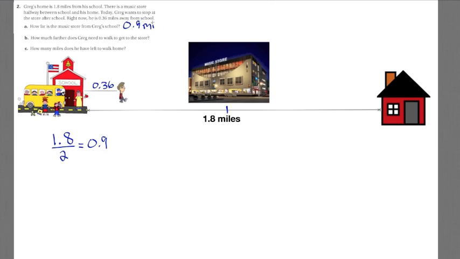Okay, so let's just draw a little line here to show that this represents from the school to the music store. It represents 9/10 of a mile.